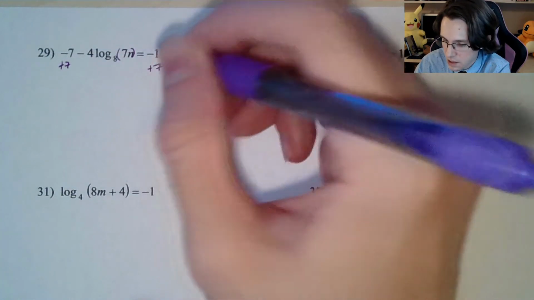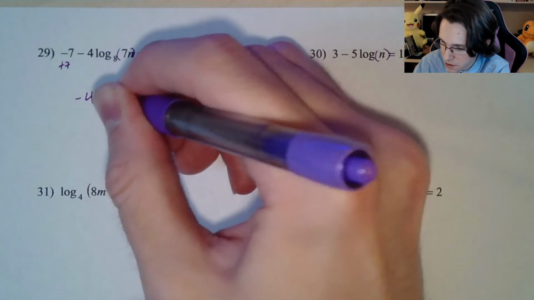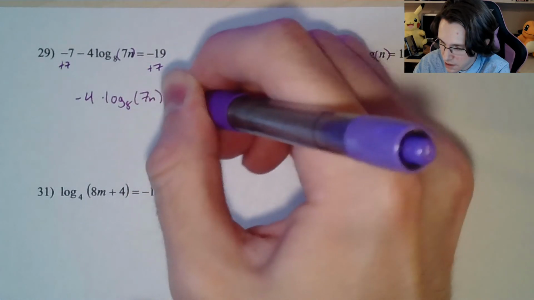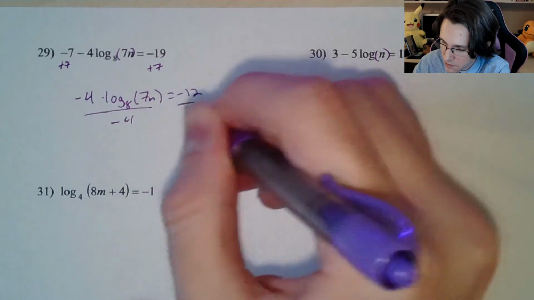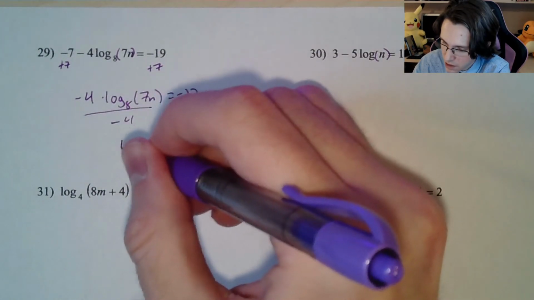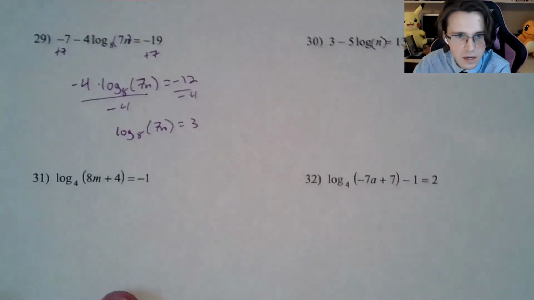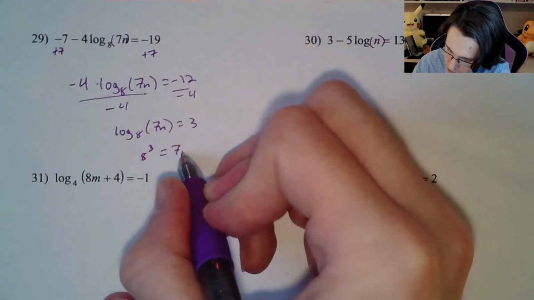So we're trying to get the logarithm by itself. So we got -4 log base 8 of 7n is -12. Divide both sides by -4. And we get log base 8 of 7n is 3. And then we got 8 to the third power is 7n.